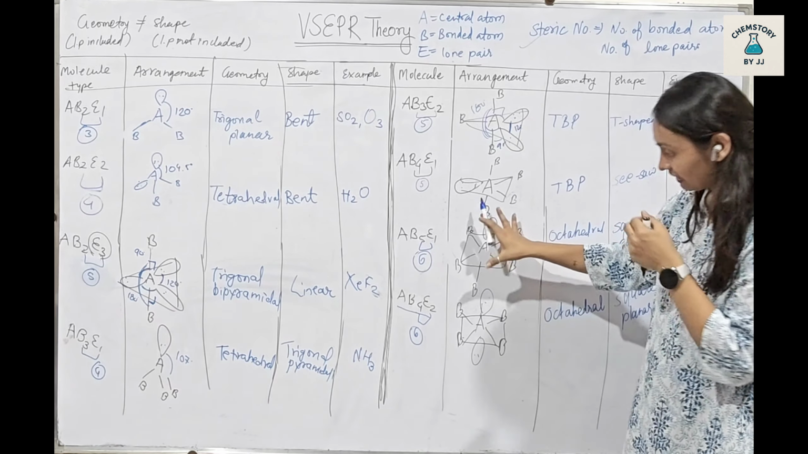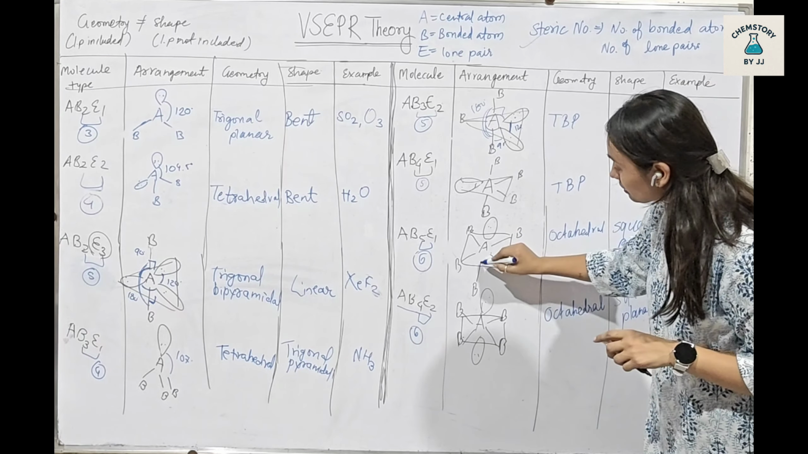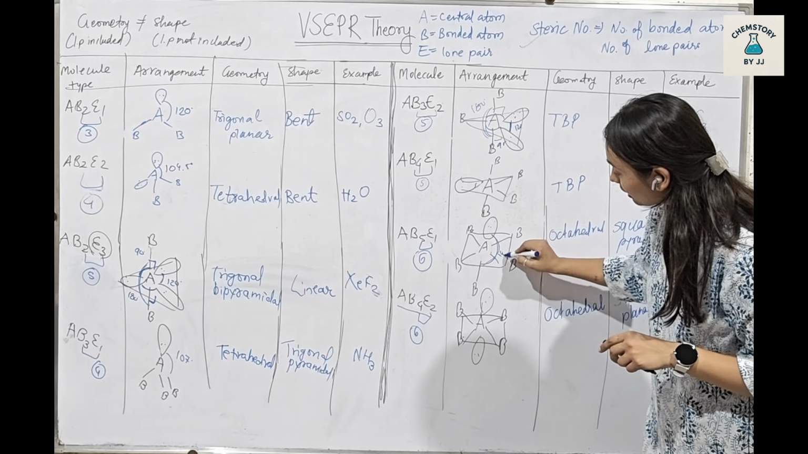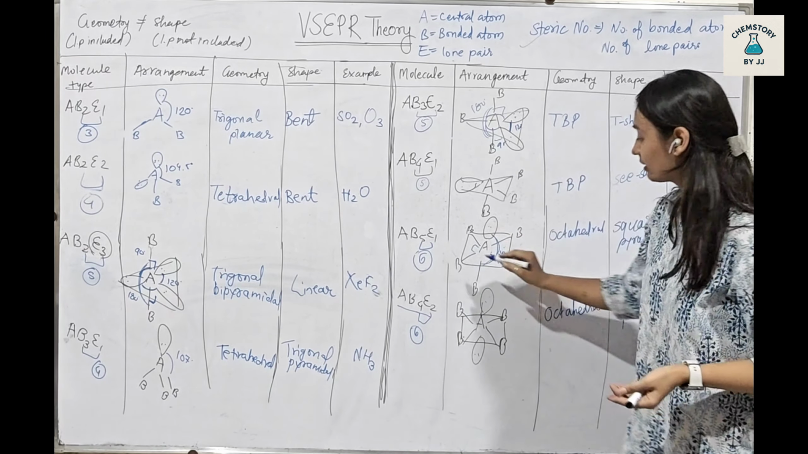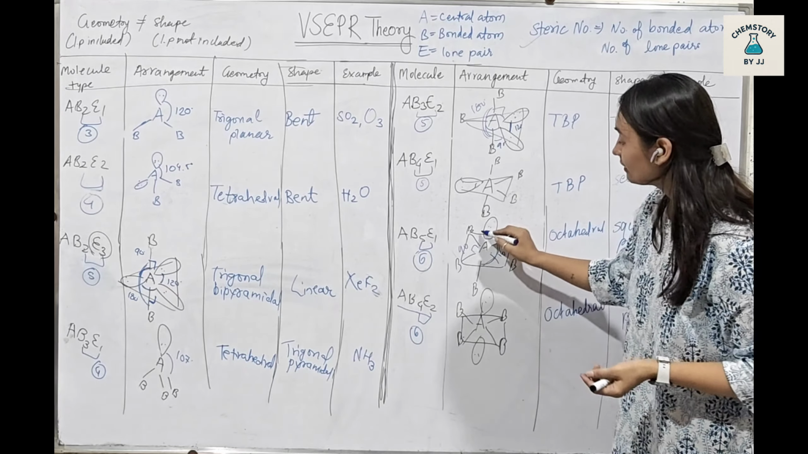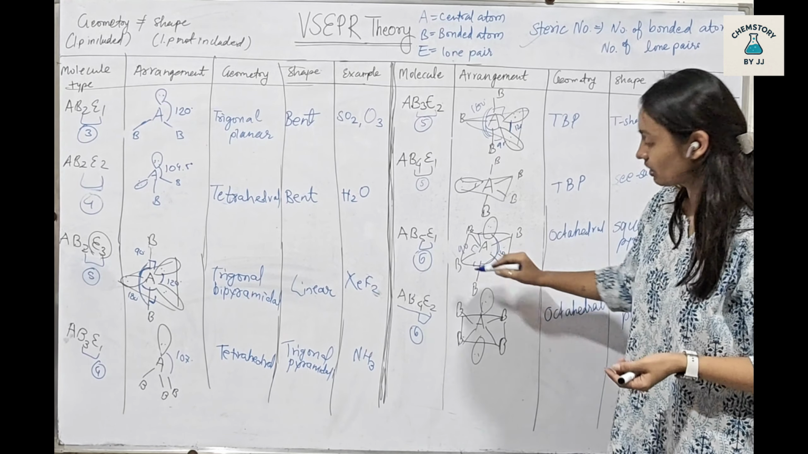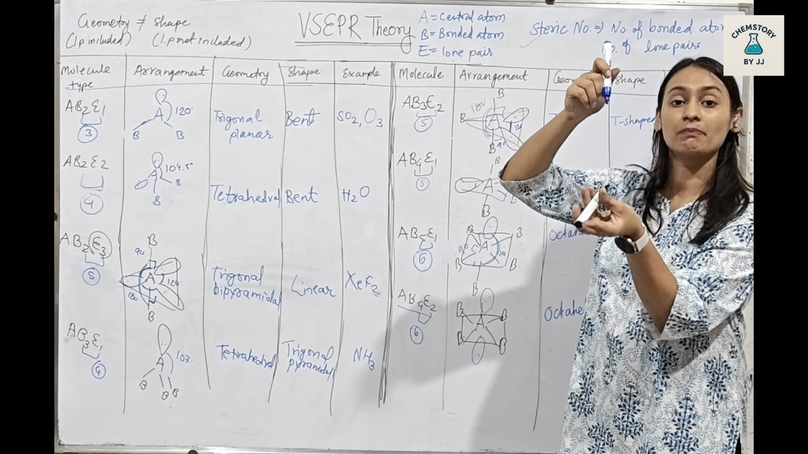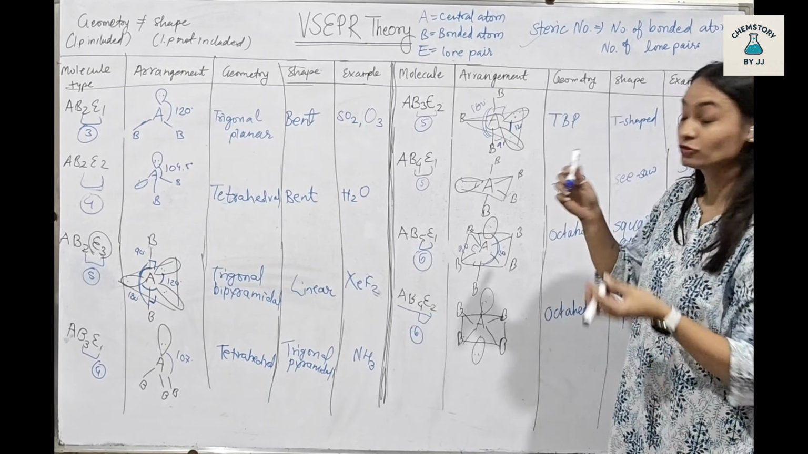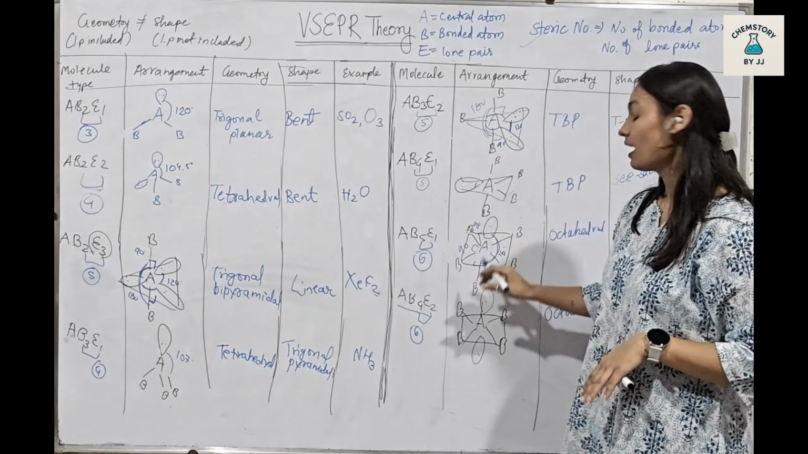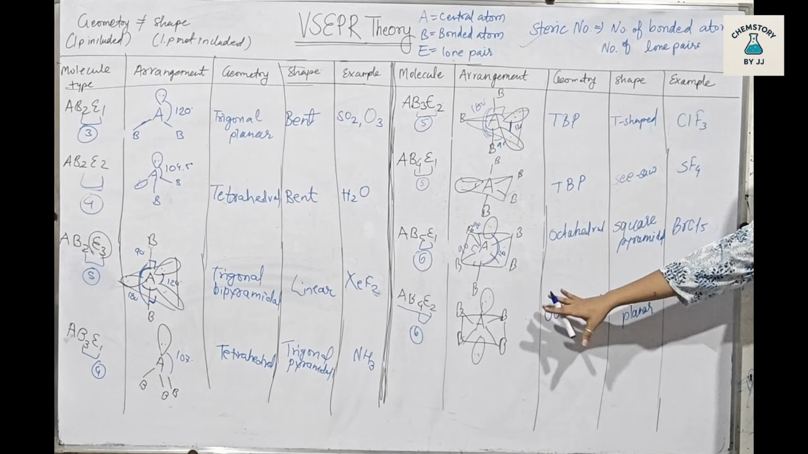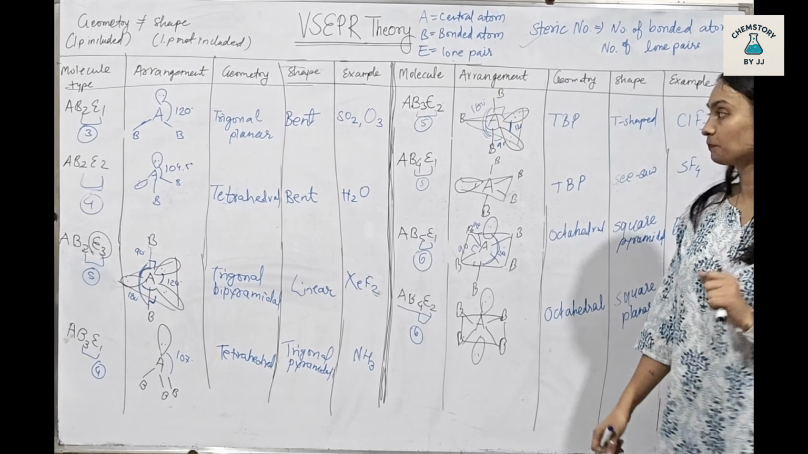Now here in an octahedral geometry, what happens? These two would be having 180 degree. These four B's in the same plane would be having 90 degree, and this lone pair and this lone pair and this B are perpendicular to each other. They are perpendicular to the plane, so they will be forming 90. And a similar case we'll be having in the next. That's it.